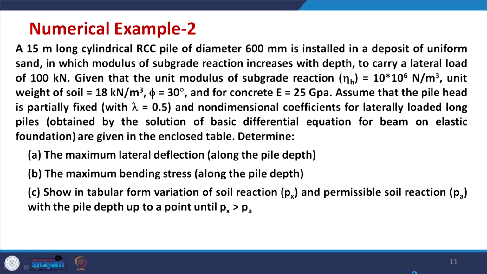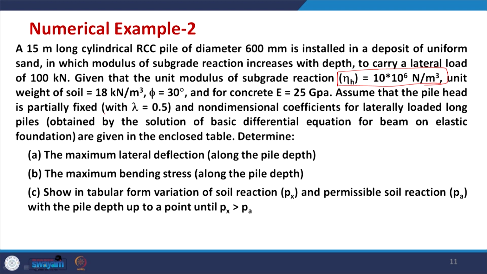So, in this case a 15 meter long cylindrical RCC pile of diameter 600 mm is installed in a deposit of uniform sand in which modulus of subgrade reaction increases with depth to carry a lateral load of 100 kilonewton. So, the value of QZ is given 100 kilonewton and eta H, modulus of subgrade reaction, which was not known earlier is known in this example. Unit weight of soil is given, phi is given and for concrete E is 25 GPa. Assuming that the pile head is partially fixed with lambda equal to 0.5.